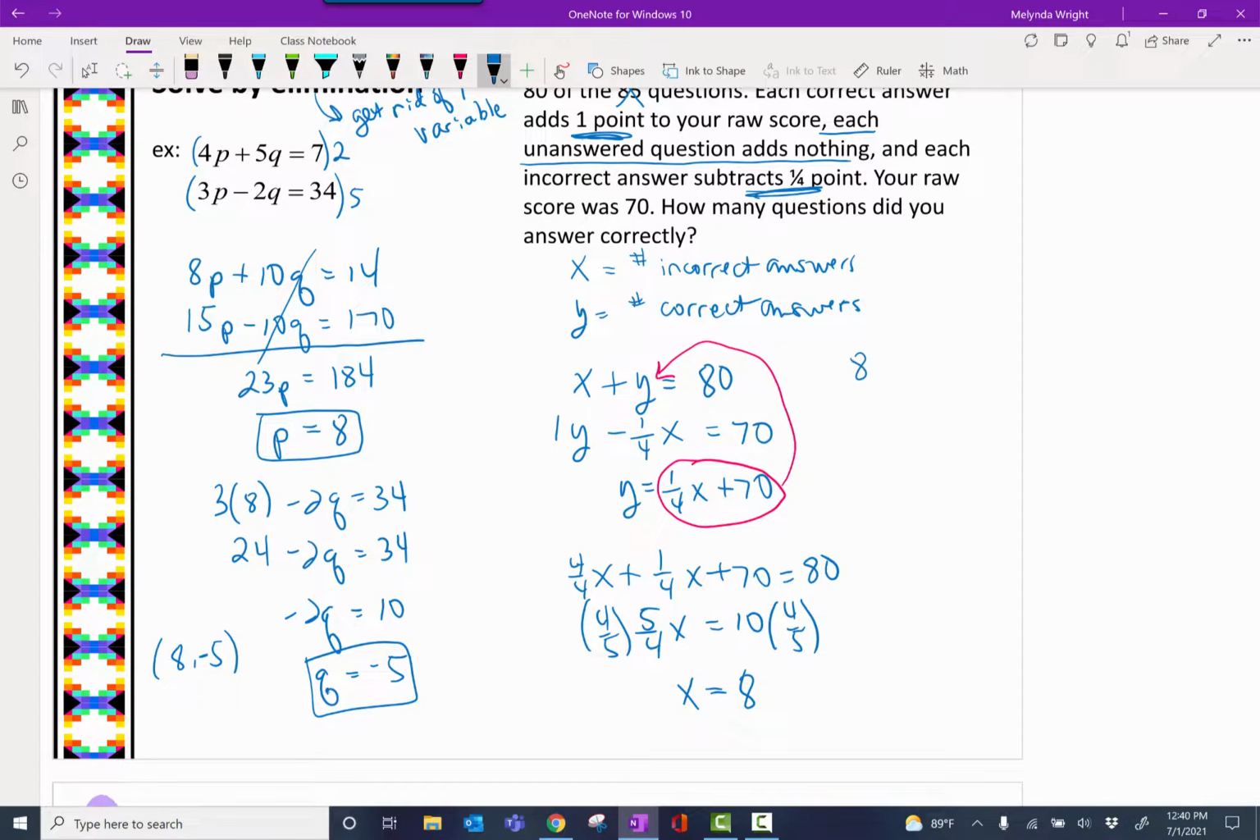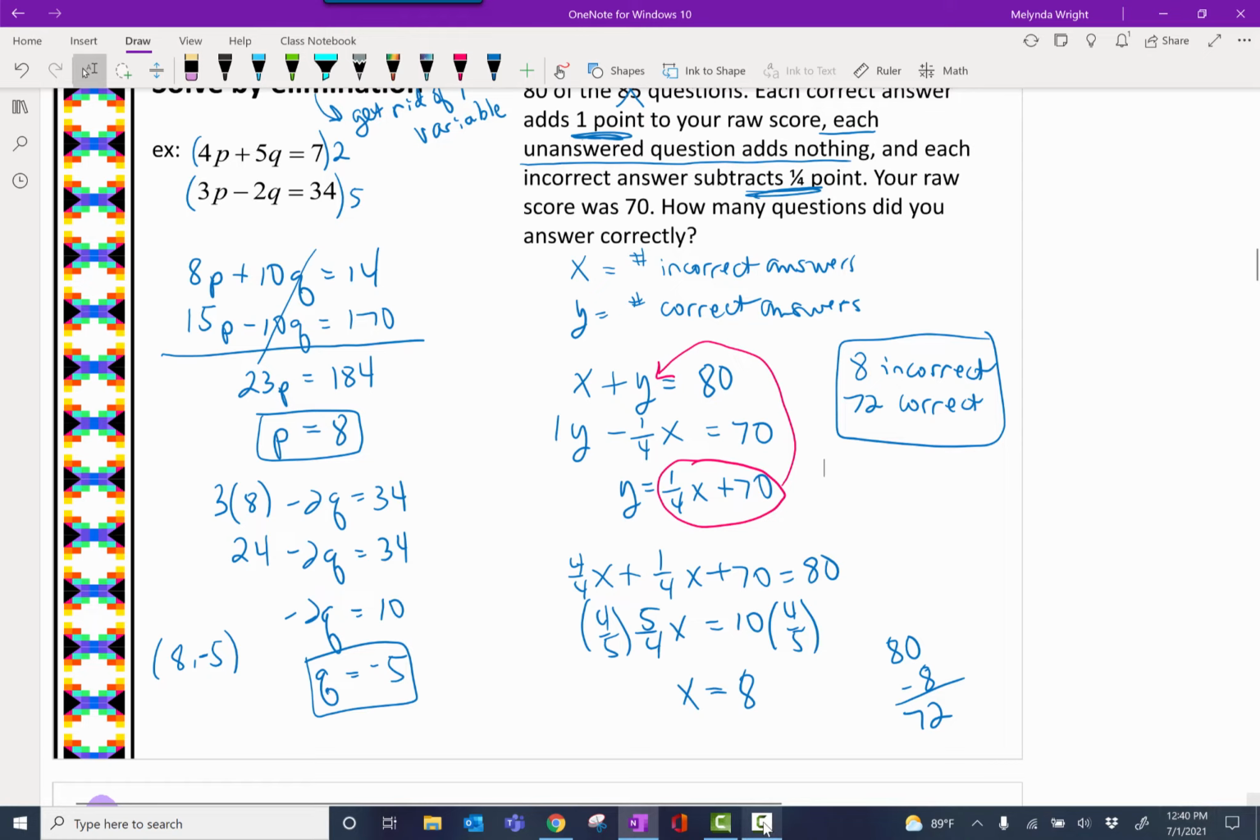All right, so let's translate our information into numbers. So 8 were incorrect. Let me do a little scratch work over here. Oops, no, we answered 80 questions. 70 was the raw score. 80 was the total questions we answered. So 80 minus 8 gives us 72. So we got 8 incorrect and 72 correct. Okay, there we go. And that concludes our review lesson on solving systems.